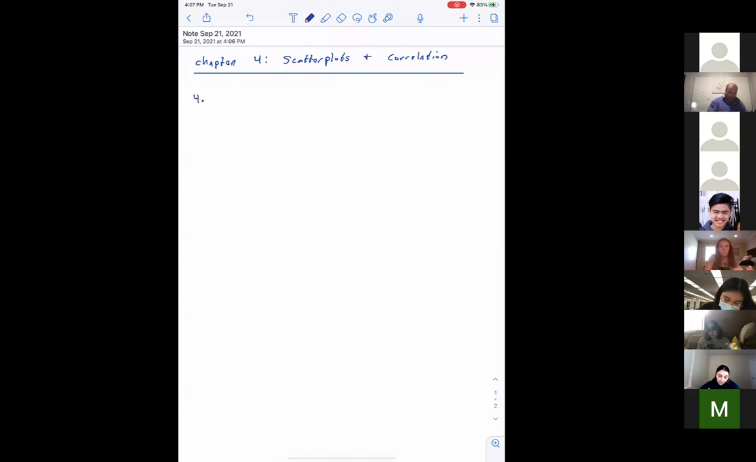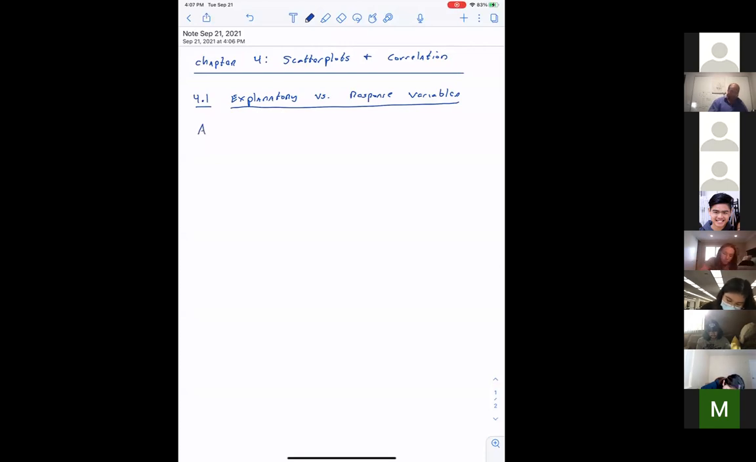And we're going to start section 4.1 with the concepts of explanatory versus response variables. The difference between an explanatory variable and a response variable. So the definition is here in the book on page 99.